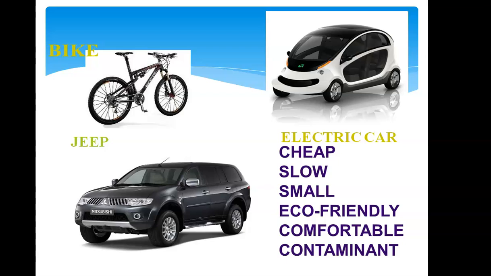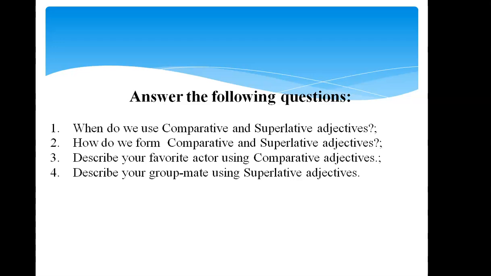Eco-friendly. The electric car will be more eco-friendly than the jeep. The jeep will be less eco-friendly than the electric car and the bike. Comfortable. The electric car and the jeep will be more comfortable than the bike. More comfortable, more eco-friendly, more contaminating. The electric car is more contaminating than the jeep. And this also we are talking about the bike.